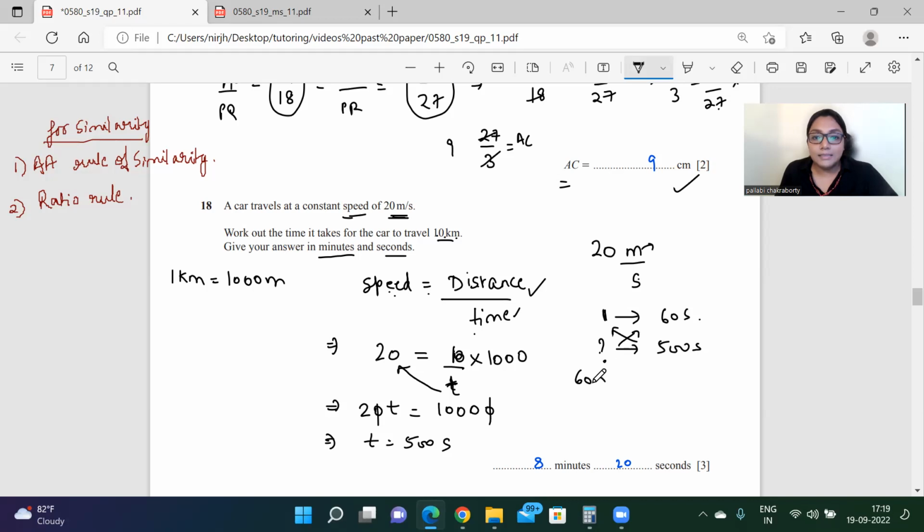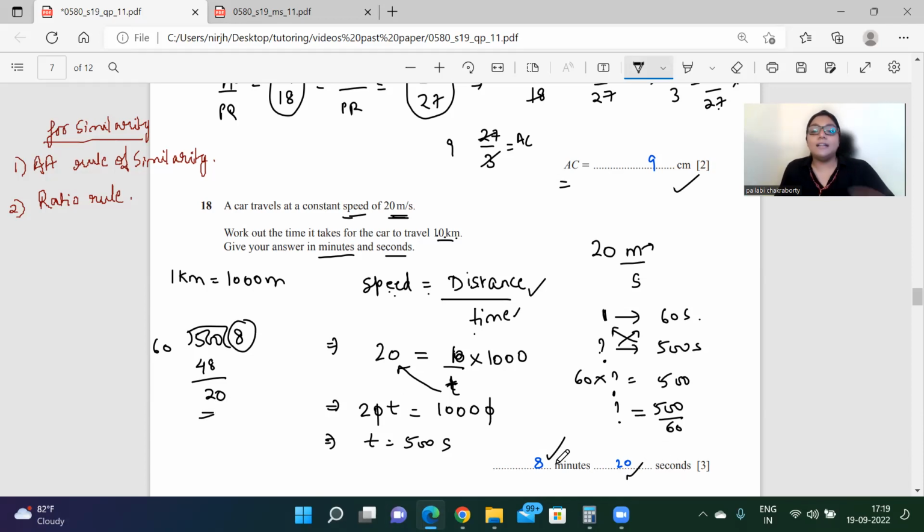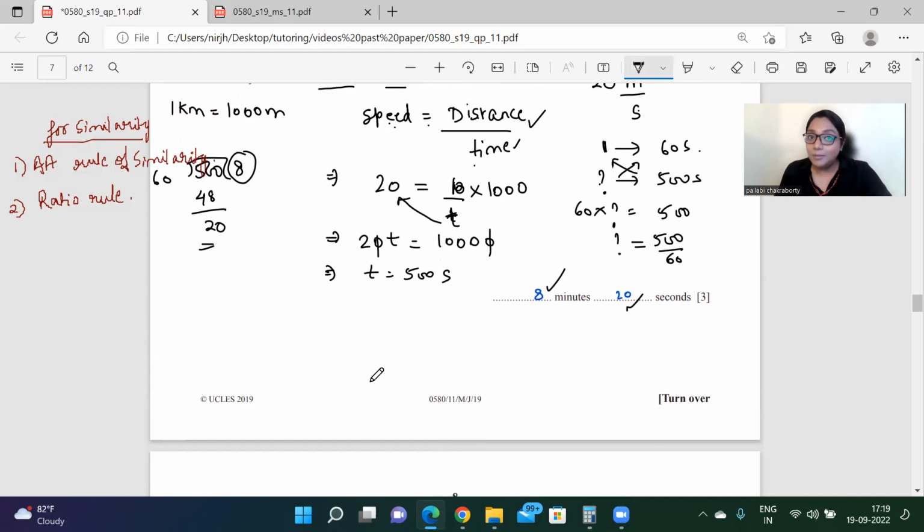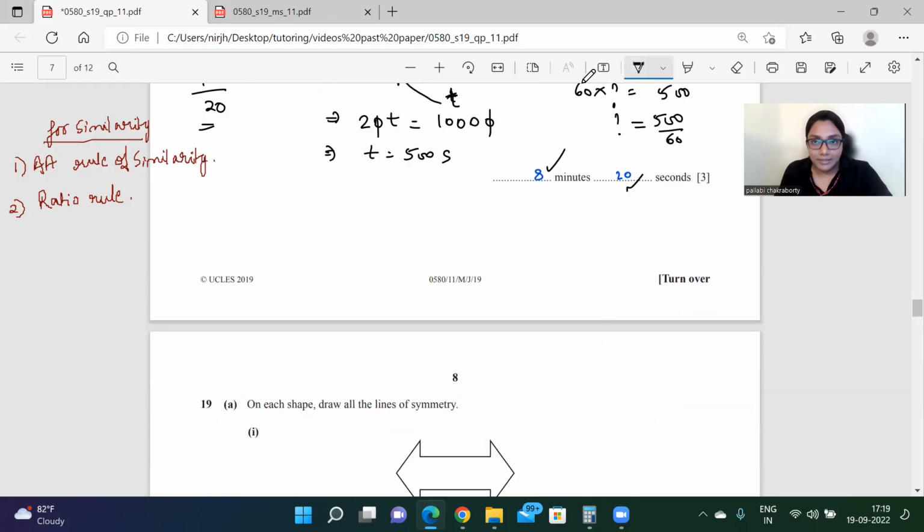So 60 times this what is equal to 500, or this what becomes 500 divided by 60. If you divide 500 by 60, you get 8, 8 times 60 is 480, and you are left with 20. 20 doesn't divide further by 60. So your answer comes out to be 8 minutes and 20 seconds, which is left as the remainder. That is how you solve such questions. It's a 3-marker, so it's a little tricky.